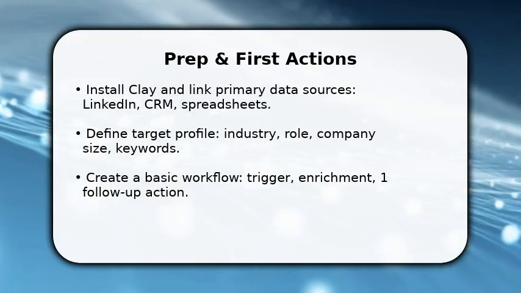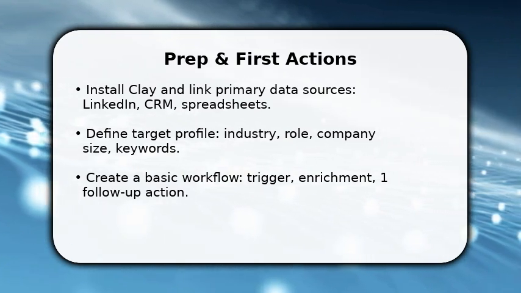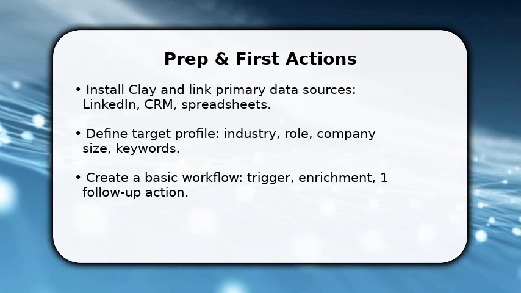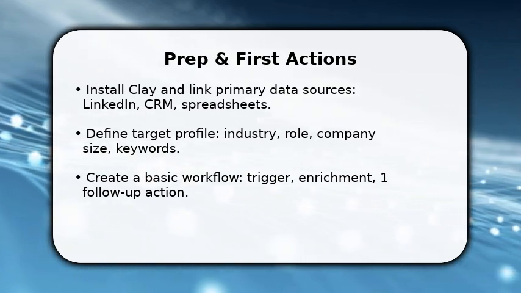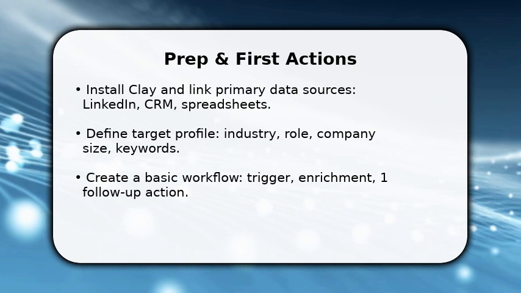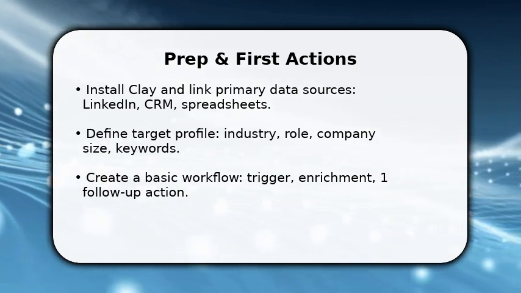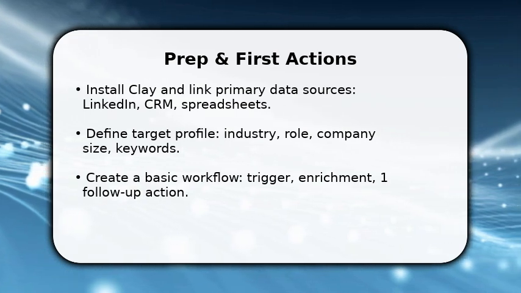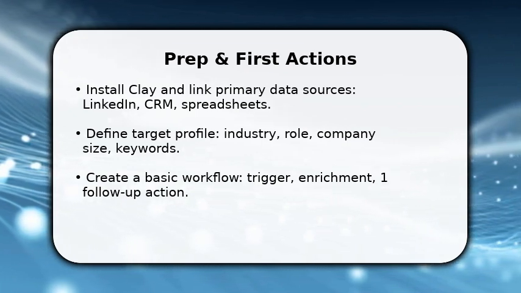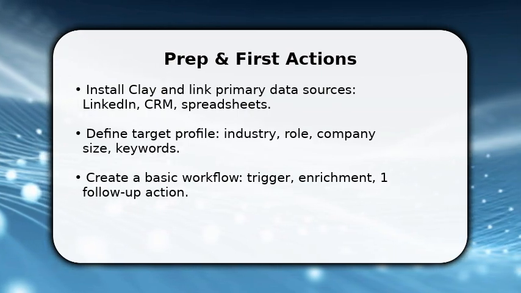You'll start by connecting Clay to your main data sources so automation has real inputs. Once connected, define a tight target profile: industry, role, and company size, because precision drives quality. Next, build the first workflow: a trigger that captures prospects, one enrichment step to add emails and titles, and a single follow-up action like adding to a list. Do this now. It's the minimal pipeline that produces usable leads fast and prevents noisy data later.